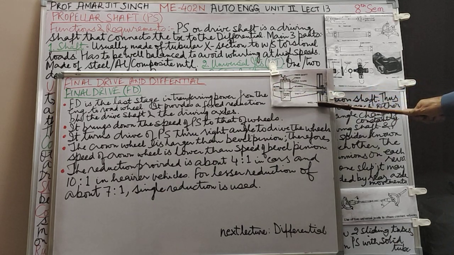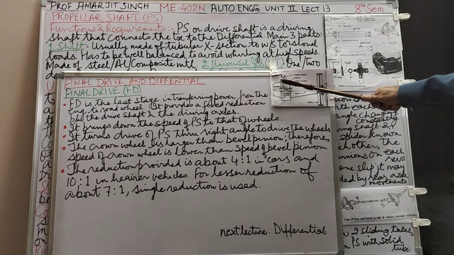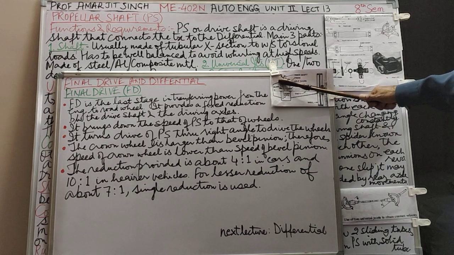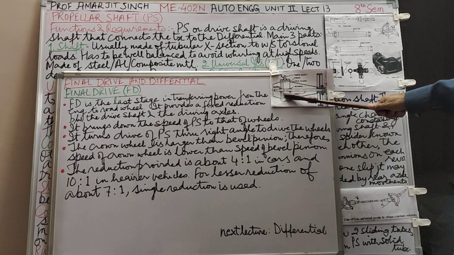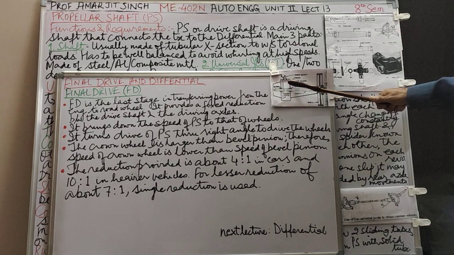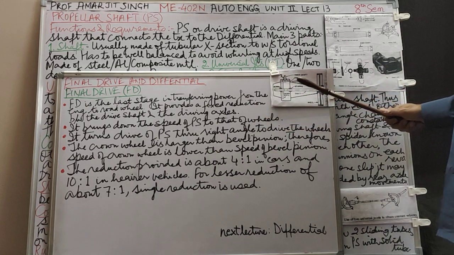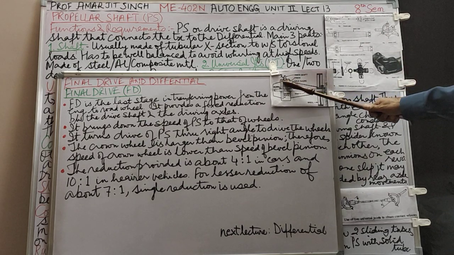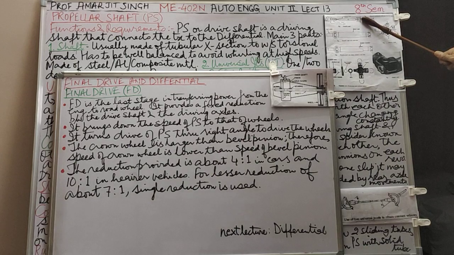This is the whole axle. So this is the wheel. You see, final drive is this part. It causes a reduction, and that's why the size of these two wheels is different. This is bigger, this is smaller. We'll see why. So on this shaft is fitted this pinion. This shaft has a pinion, and this goes into the differential.